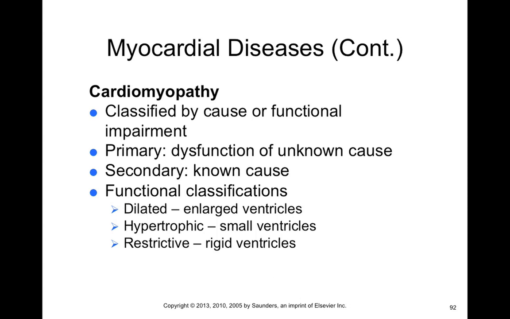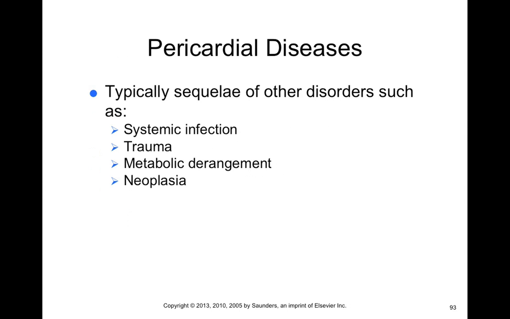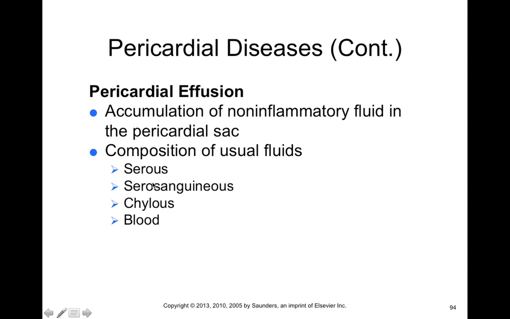And if the ventricles can't move as well, then you have inadequate filling or even pumping of blood because the myocardium is more restrictive and less flexible. Now, pericardial diseases can be sequelae of other disorders like infection, trauma, metabolic derangement, or even neoplasia or growth of cells. And the first type of pericardial disease we'll talk about is the pericardial effusion.